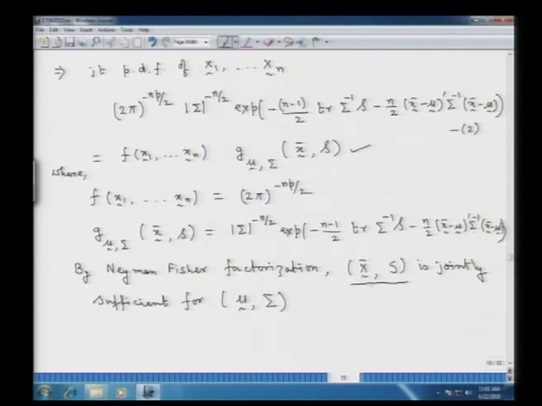So, this contains all the information present in x1, x2, xn about the parameter vector mu and the matrix sigma, the population variance covariance matrix. This will be the jointly sufficient statistic if both these sets of parameters are unknown. Now, we move on to the second possibility, where sigma is known to us. So, we look at case 2.